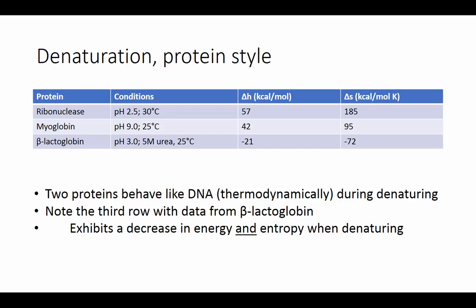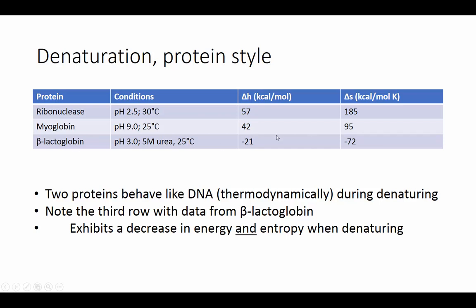Now, what if we were to think about proteins? Well, proteins denature just like DNA. Proteins tend to be smaller than DNA, but they denature, and they can denature by heat, they can denature chemically. There are a variety of ways this can happen. We can look at these different proteins and see that two proteins behave somewhat like DNA, where they have a large and positive delta S, and they have a large and positive delta H.